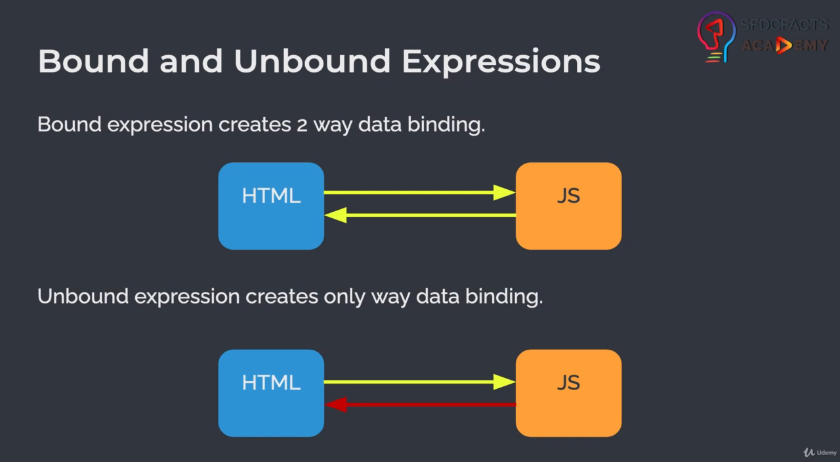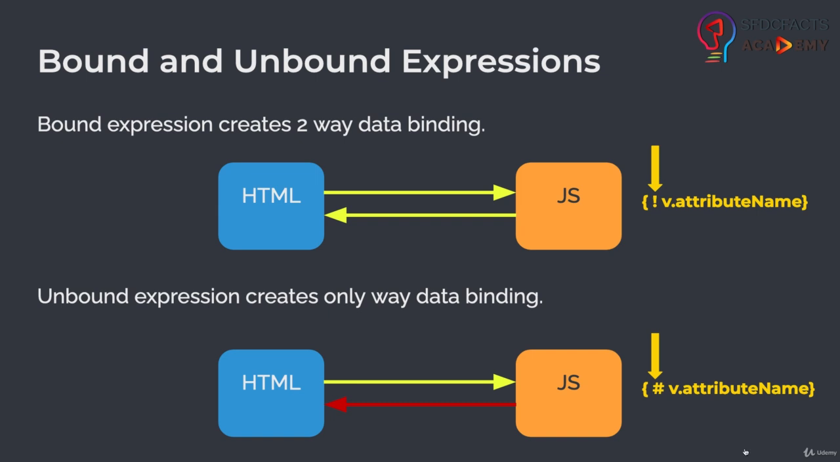We have already seen how we can use a bound expression. For that you need to use curly braces, then we need to use exclamatory symbol and then the value provider. But in case of unbound expression, instead of this exclamatory symbol, you need to use pound. So the only difference is this exclamatory and the pound symbol. Now I will show you the clear difference between these two expressions.